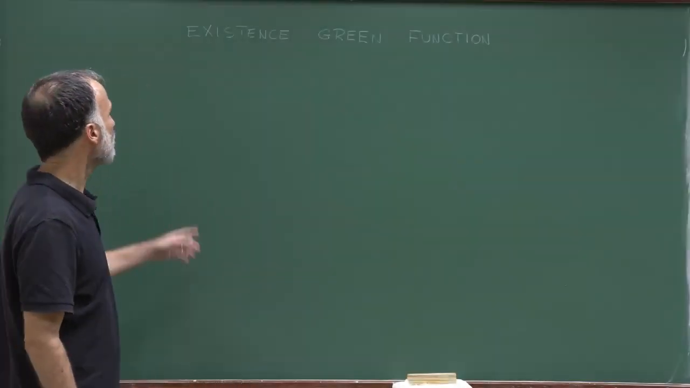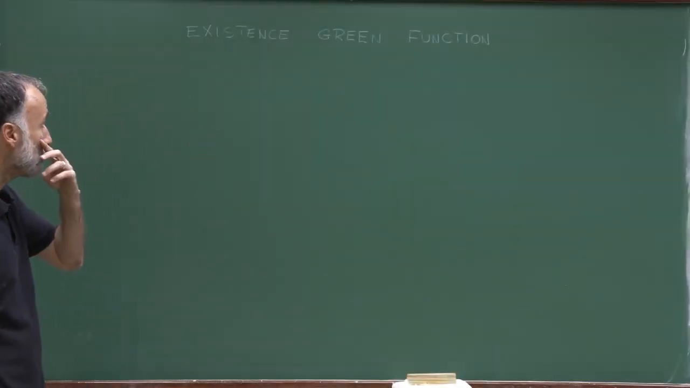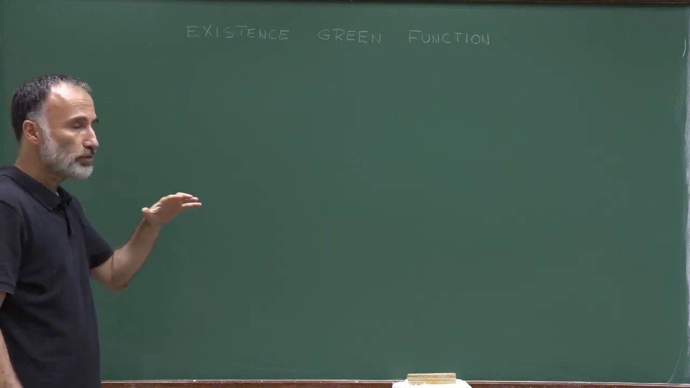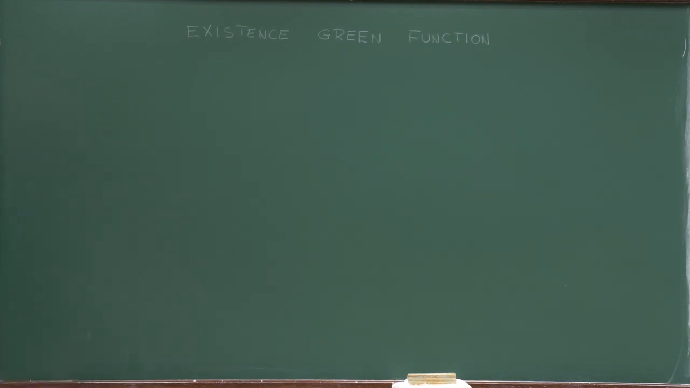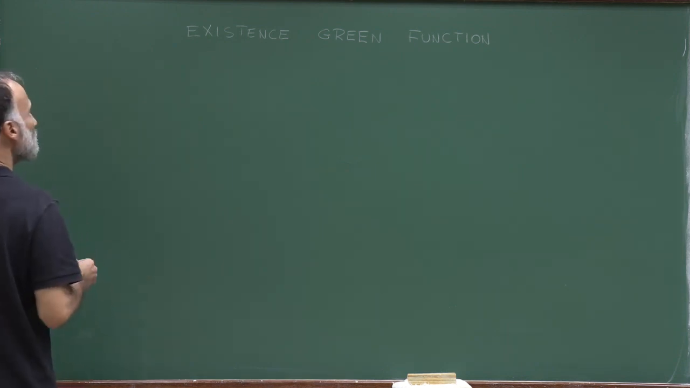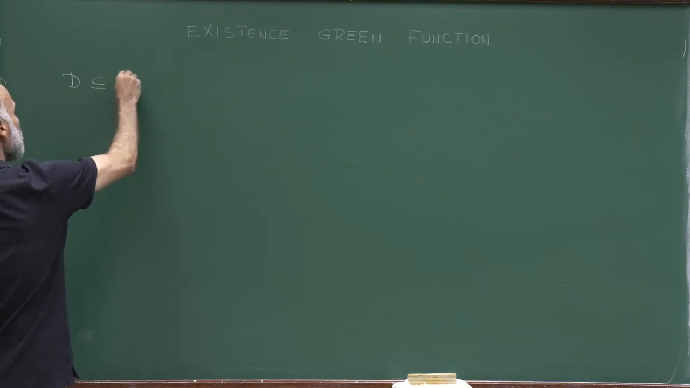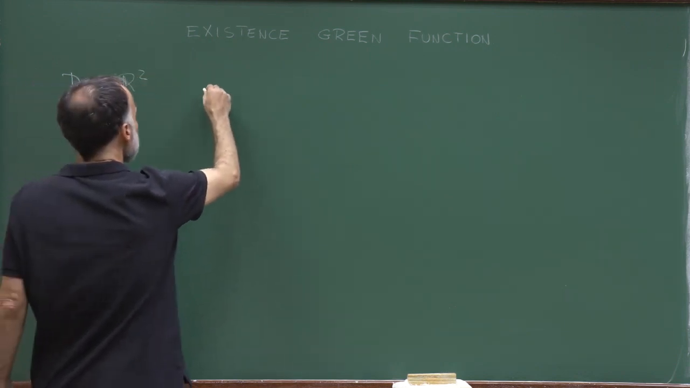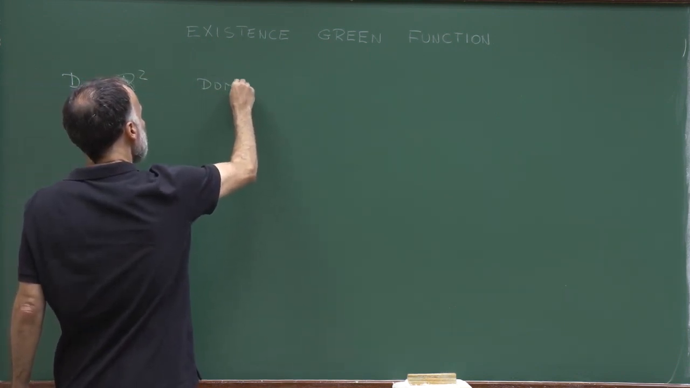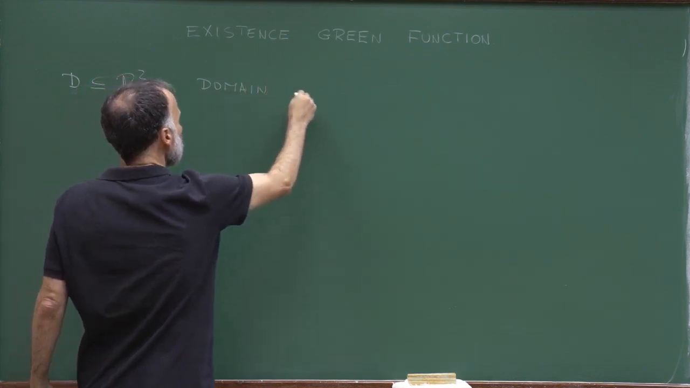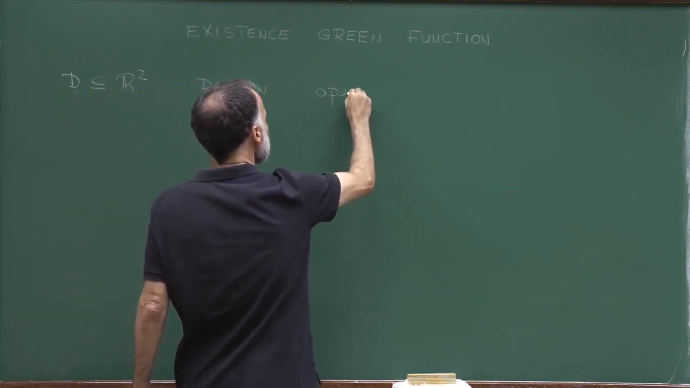So in this lecture, I'll prove the existence of a Green function. I won't give you all details in this lecture because it would take too much time, but I will give you references. So let me first say that D, a subset of R2, is called a domain if it's an open and connected subset.